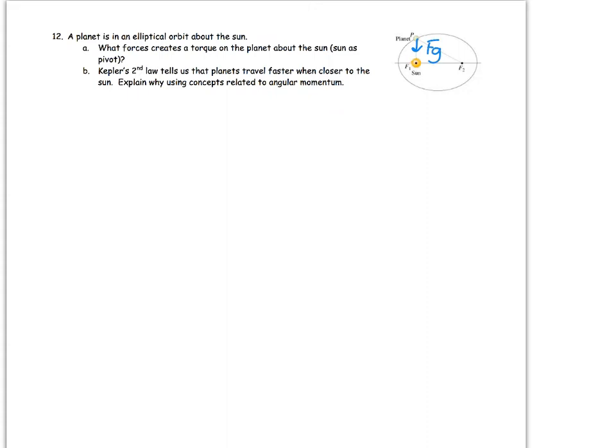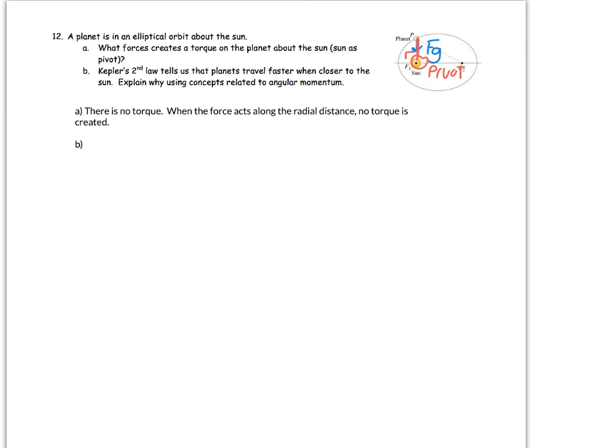However, if we're thinking about the sun as our pivot point, and we draw a line from the pivot point to the planet, R, we find that the force and the radius are either in the exact same direction or the complete opposite direction, meaning that the angle is 0 or 180, and there is no torque. Whenever the force acts on the pivot or along that radial distance, like we have right here, no torque is going to be created. So the sun, through the force of gravity, exerts no torque on this planet.